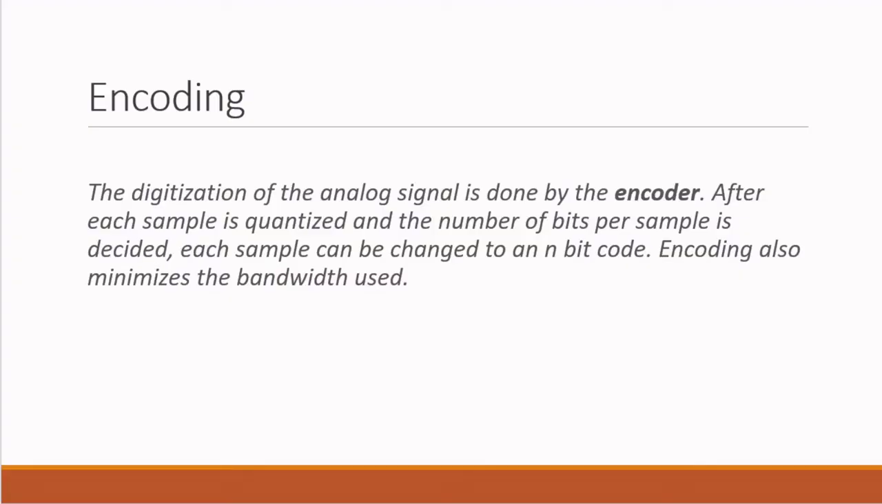Encoding. The digitalization of analog signal is done by the encoder. After each sample is quantized and the number of bits per sample is decided, each sample can be changed into an n-bit code. Encoding also minimizes the bandwidth usage. This ends our pulse code modulation method.